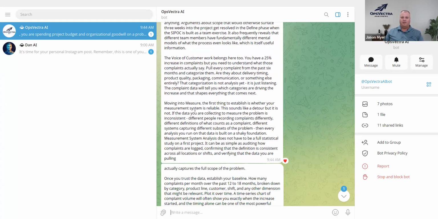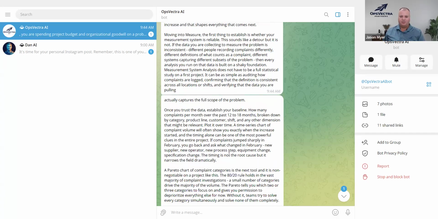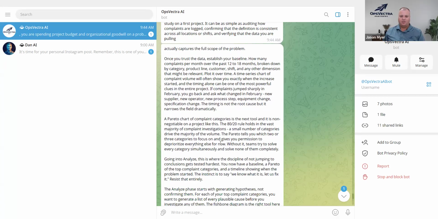Now moving into measure. The first thing to establish is whether your measurement system is reliable. It sounds like a detour, but it's not. Measurement system analysis does not have to be a full statistical study on the first project. It says once you trust the data, and they're trying to skim through it real fast here. It goes into Pareto charts, and I see the 80-20 rule in there.